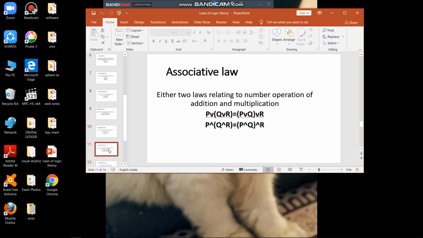And the associative law, either of two laws relating to number operations of addition and multiplication, where P or (Q or R) is equivalent to (P or Q) or R, and P and (Q and R) is equivalent to (P and Q) and R.